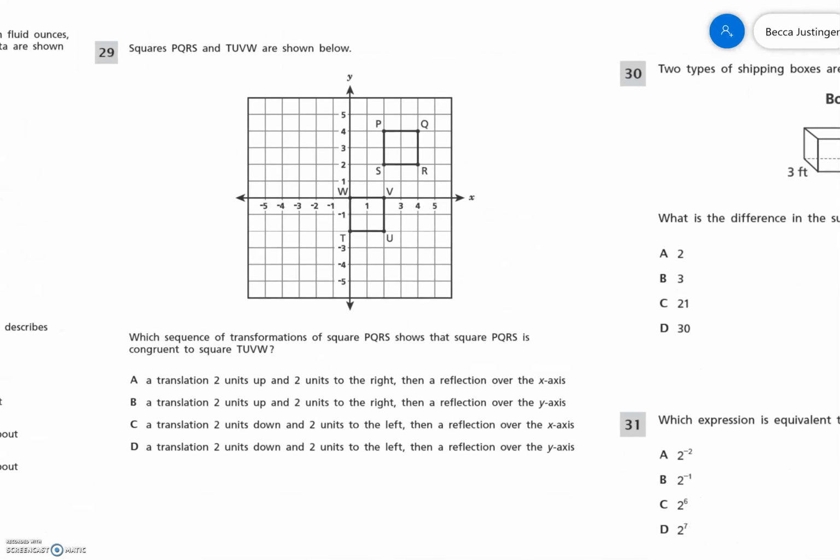Number 29, squares PQRS and TUVW are shown below. What sequence of transformations of square PQRS shows that square PQRS is congruent to TUVW? So we need to move P onto T. So let's see, we can go 2 units up and 2 units to the right would land us here. And then if we reflected it over the x-axis, it would be down here, so that one doesn't work.